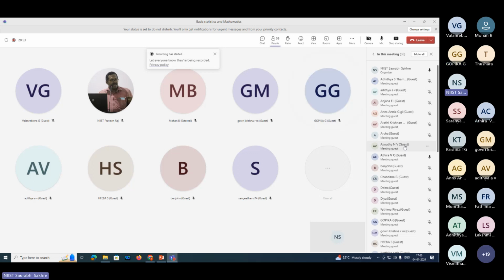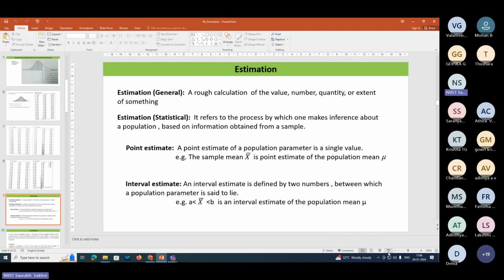Yes, sir. So Adira, can you define point estimate? Point estimate is a single value of the parameter, and in the interval estimate, the parameter lies within a range. Okay. So we will move ahead.